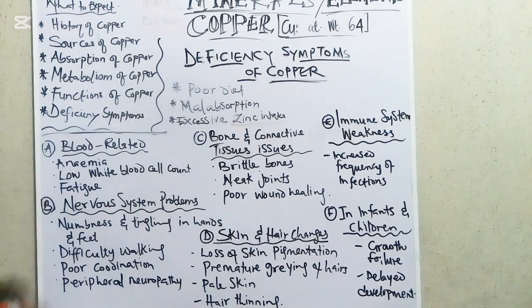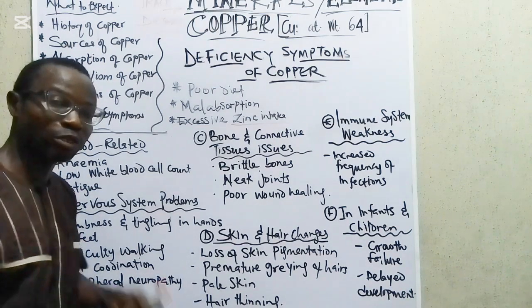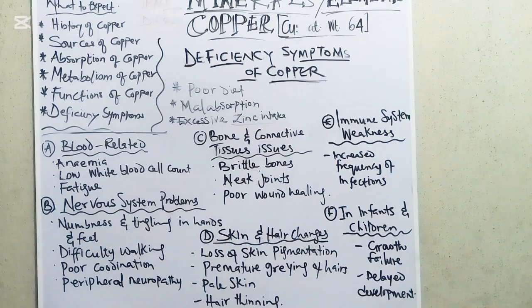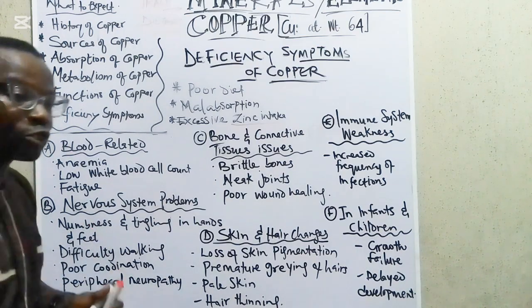Another sign of deficiency of copper is difficulty in walking when it affects the nerves. When the nerves are weakened, the animal or human is not able to walk properly because the nerves are deficient in the supply of dietary copper. Again, poor coordination. Of course, it has to do with walking too. It affects what is called gait.